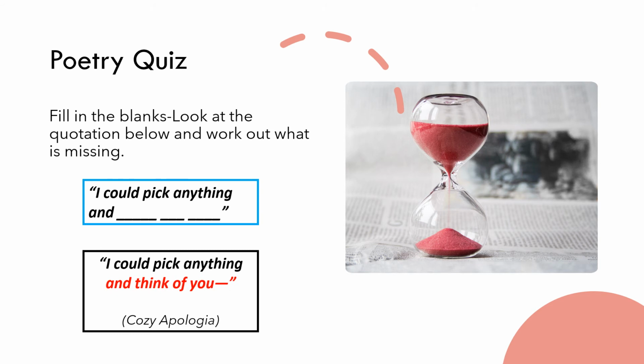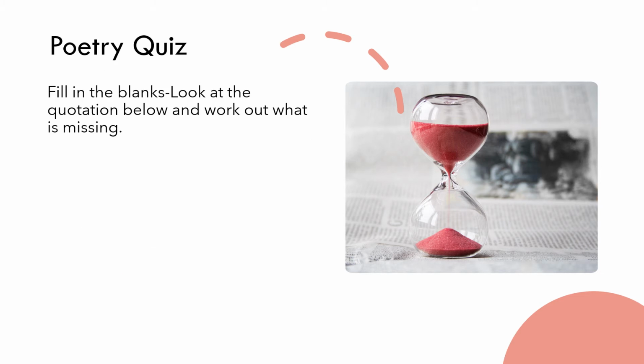So this quotation actually comes from Cozy Apologia, and the full quote is, I could pick anything and think of you. Again, very key quotation talking about the themes within the poem and the relationship between the poet and the person she's actually directing the poet towards.